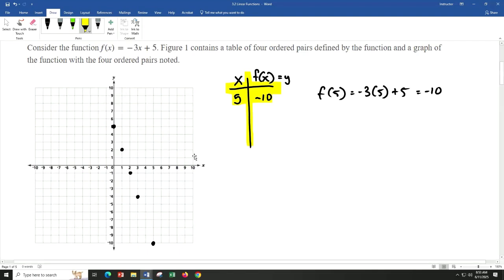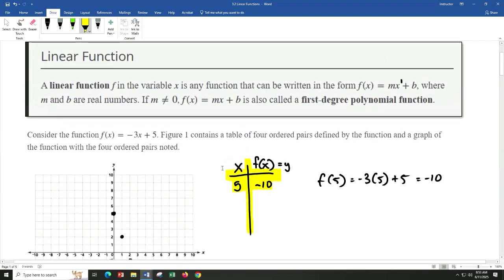So you know it's a linear function by what? What is it going to be? First degree. Right, a first degree function. There is no power in there whatsoever. All your powers are 1.